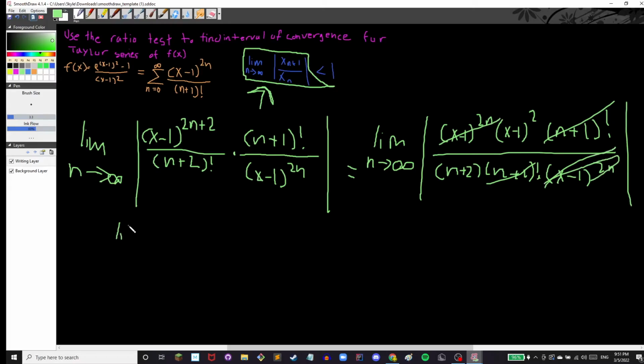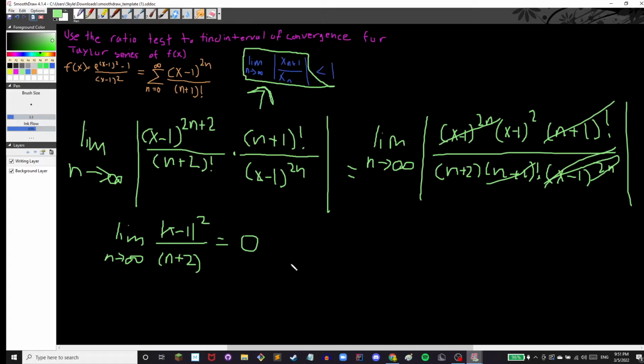So what we're left with is limit as n approaches infinity of absolute value x minus 1 squared, right? Because we're centered, and n plus 2. Now this limit is 0 because the denominator keeps increasing.